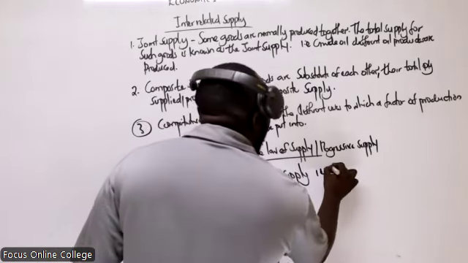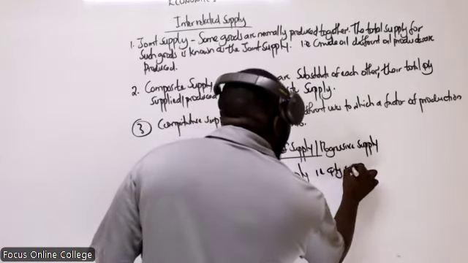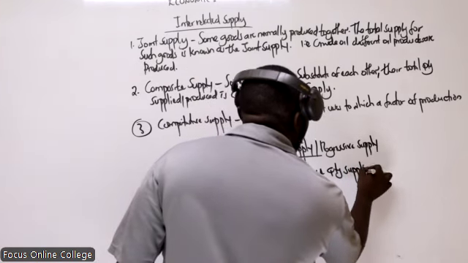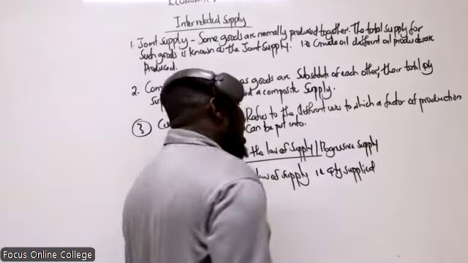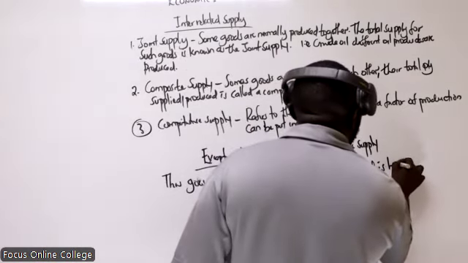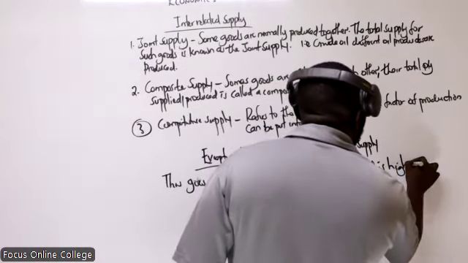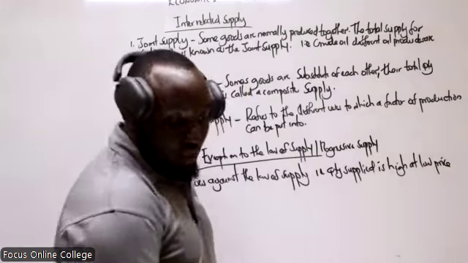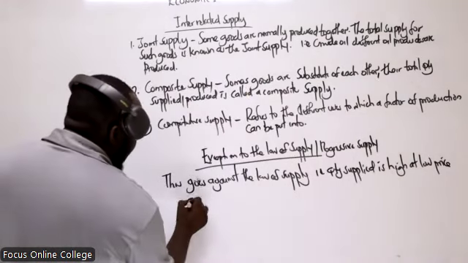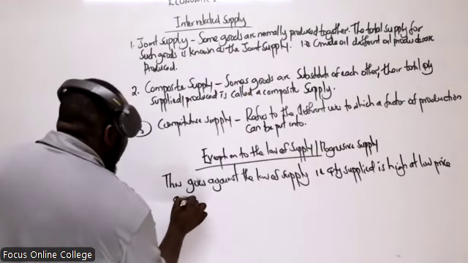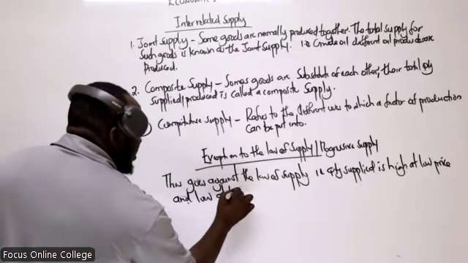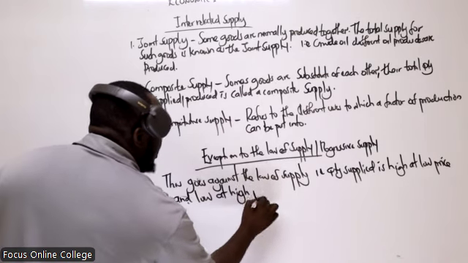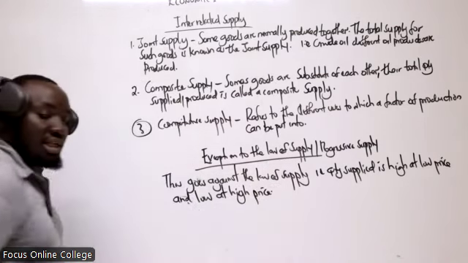That is, the quantity supplied is high at a low price, and low at a high price. So these are the exceptions.